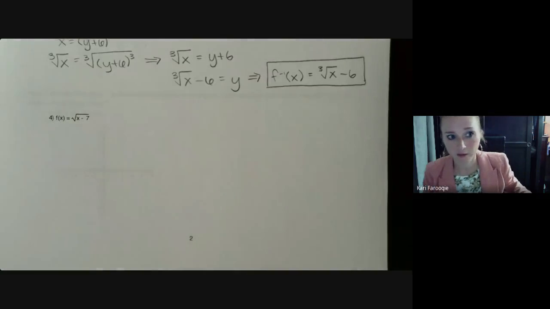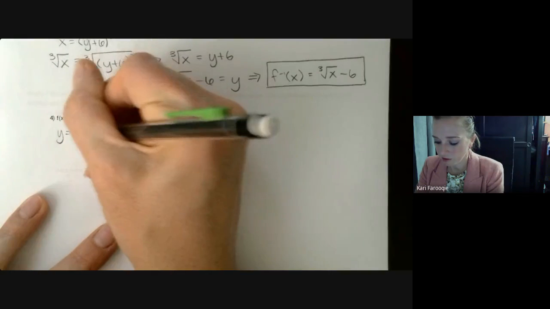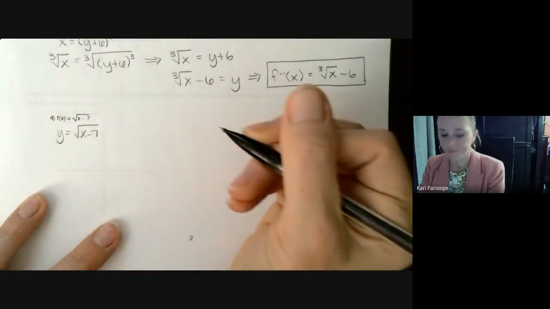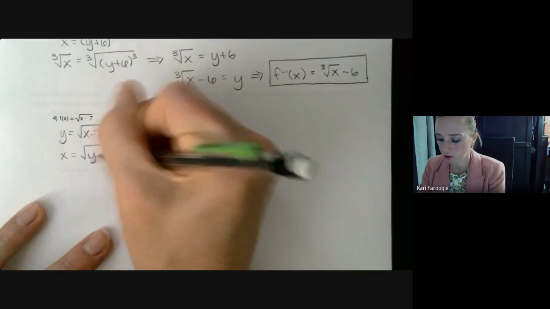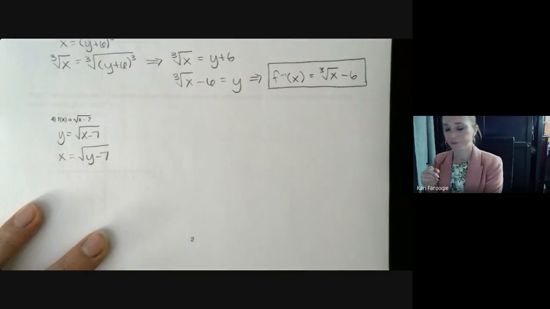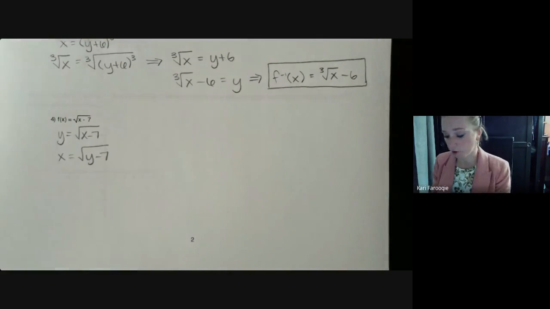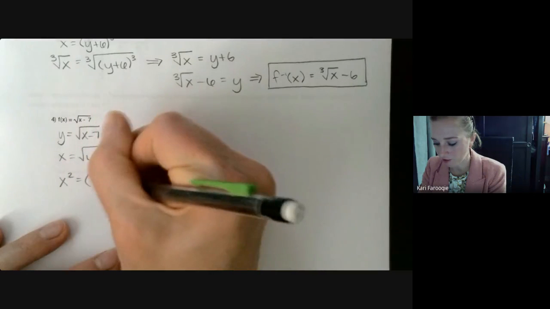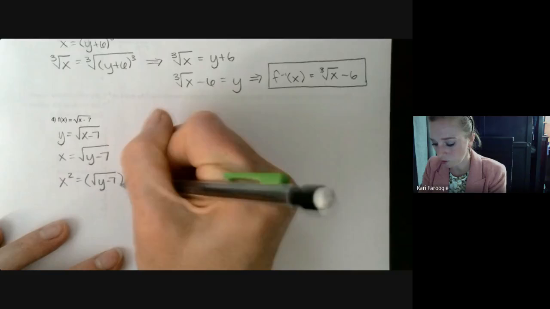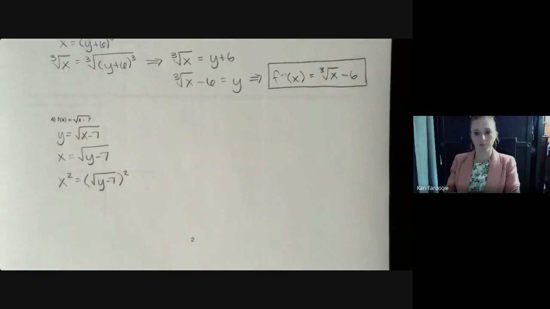All right, let's do this one. We're going to swap out f of x, change it over to y. And then we're going to interchange x and y. And in order to solve for y, we have to get it out of the square root. To get it out of the square root, we are going to square both sides. So we can undo a square root by squaring, similar to how we can undo a square by square rooting.